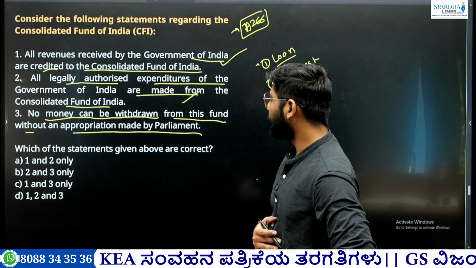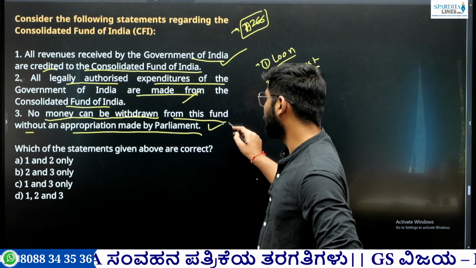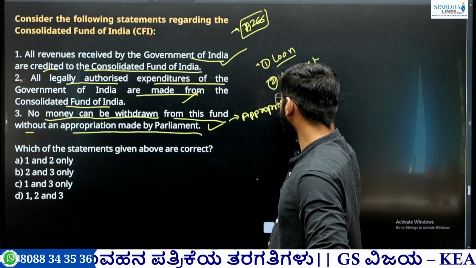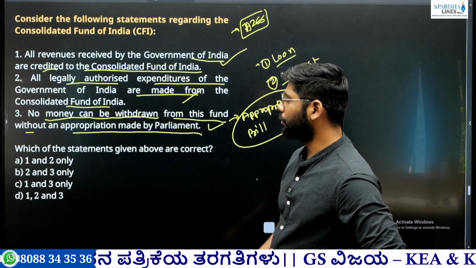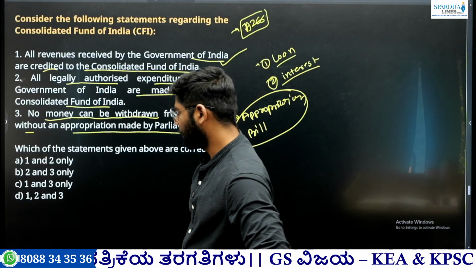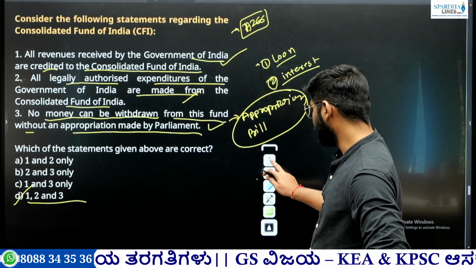Then last, no money can be withdrawn from this fund without appropriation made by the Parliament. So what do we need? We need an appropriation bill, which we have seen. We need an appropriation bill to make expenditure from the Consolidated Fund of India. So the correct answer here is D. All three are correct here. Then we'll see the next one.